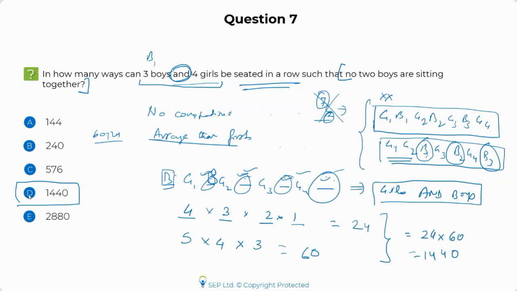Okay. So I hope it's clear, guys. The learning that you need to keep in mind here in this case is that if there's a restriction on the boy or girl, then make the girl sit first because there is no restriction on the girls. And once you've made the girls sit, look at the number of gaps that are there, and don't forget to count the gaps that are at the end also.